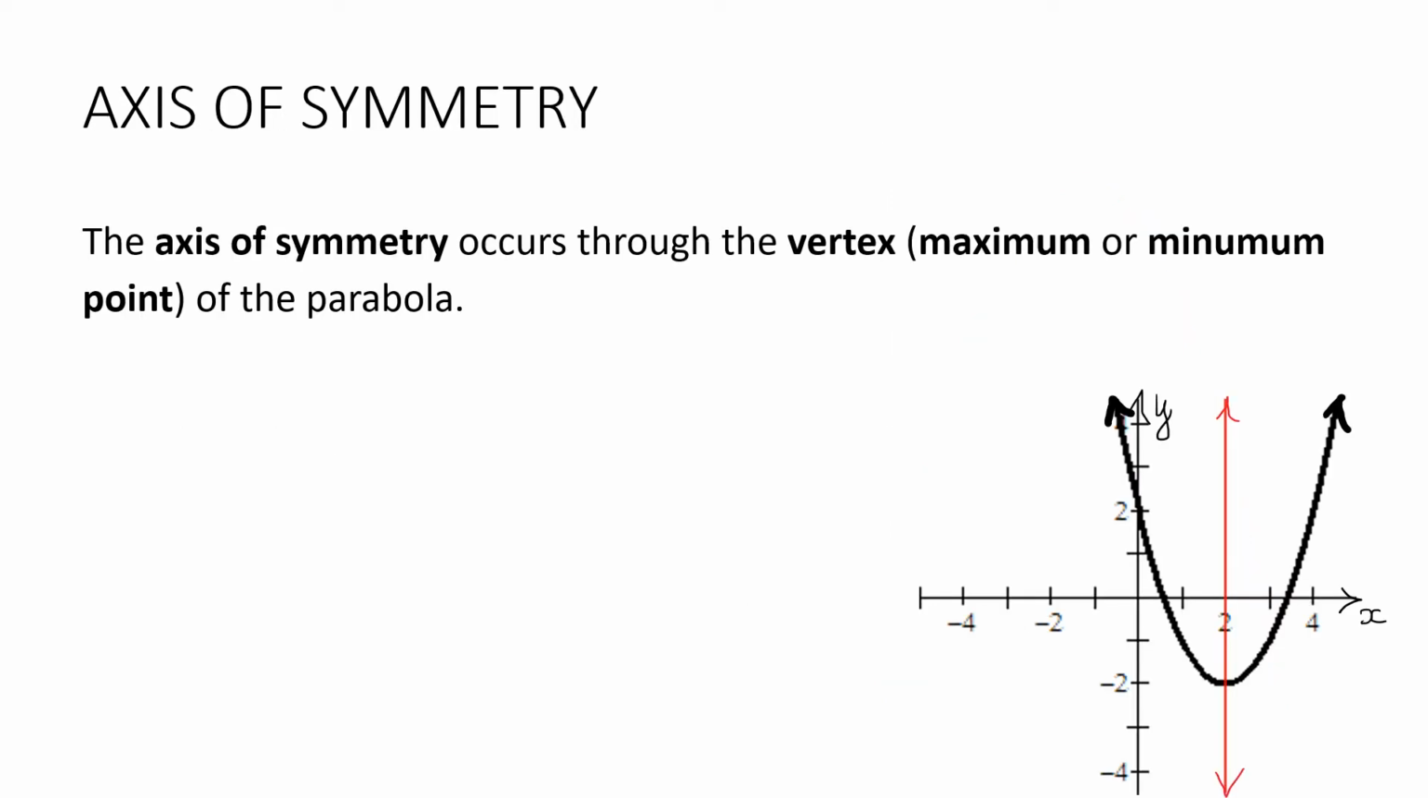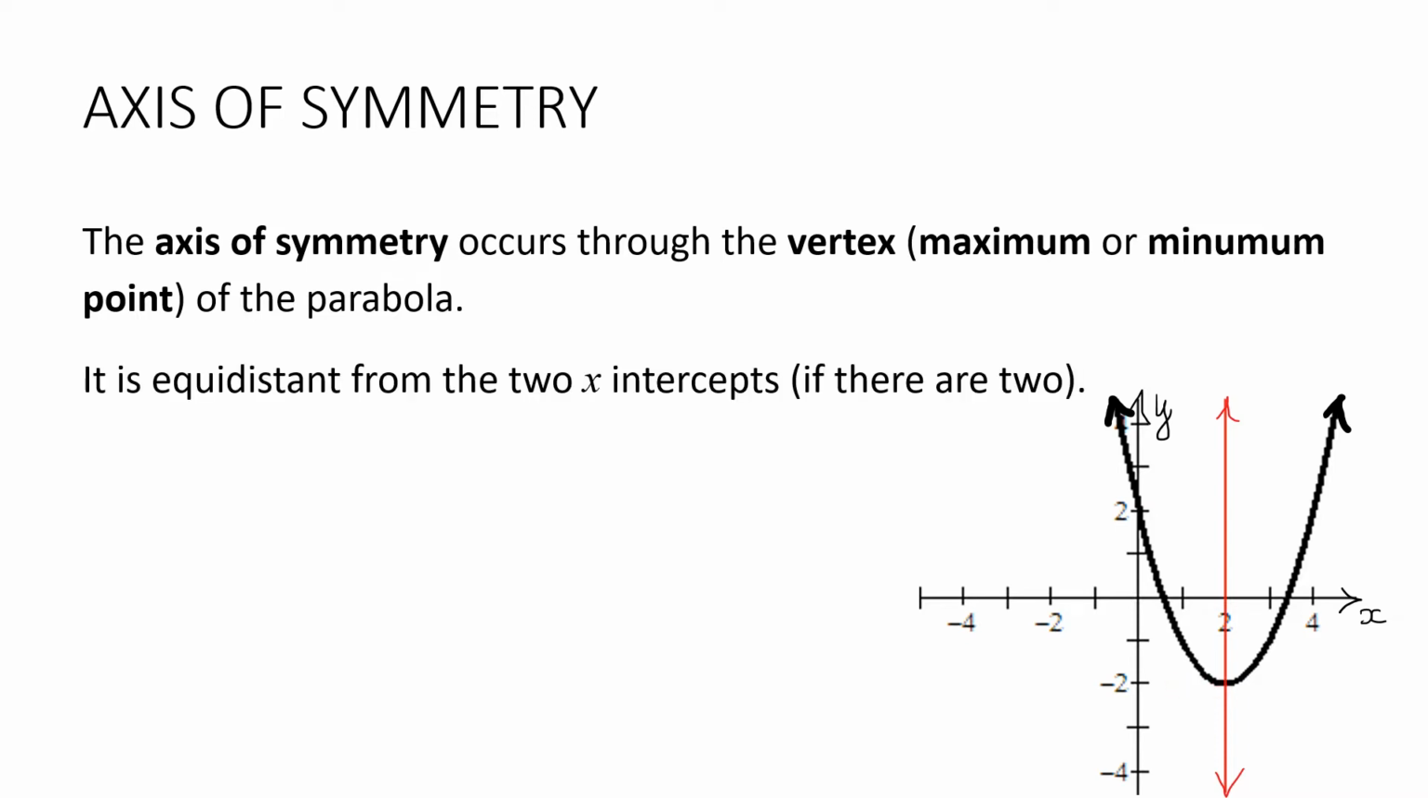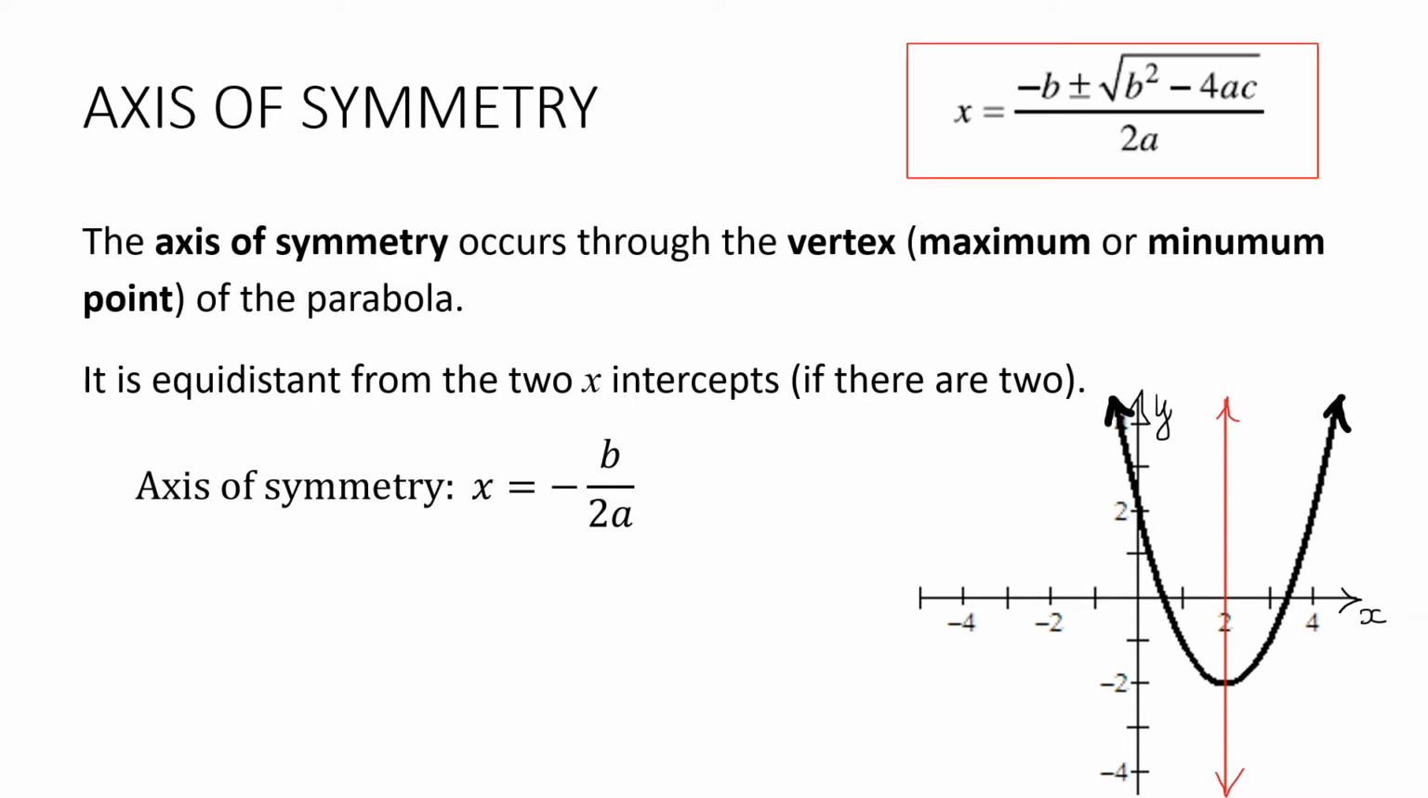So the axis of symmetry occurs through the vertex, and the vertex is the maximum or minimum point of the parabola. The axis of symmetry is equidistant from the two x-intercepts, if there are two. And it has a formula. So the formula is x is equal to negative b on 2a. Now that's not given for you on your reference sheet. However, the quadratic formula is given.